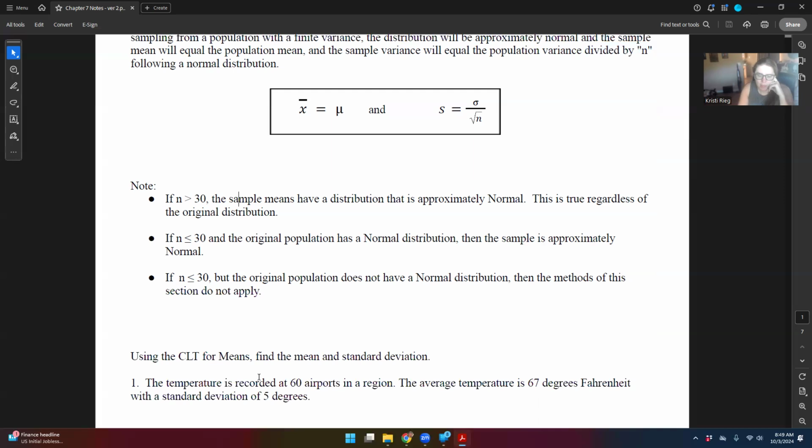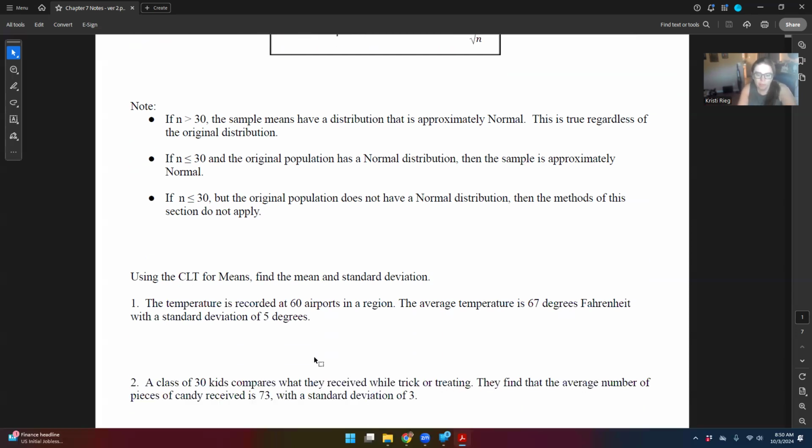Okay, so we're going to use the central limit theorem. I just usually abbreviate it CLT. We're going to do the central limit theorem for means, and we're going to find the mean and standard deviation using these formulas. And by mean and standard deviation, I mean for the central limit theorem of means, so that would be the sample mean and the sample standard deviation.